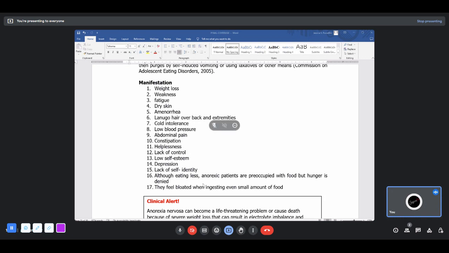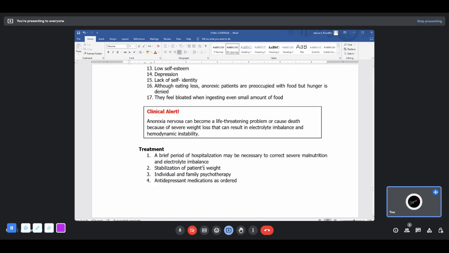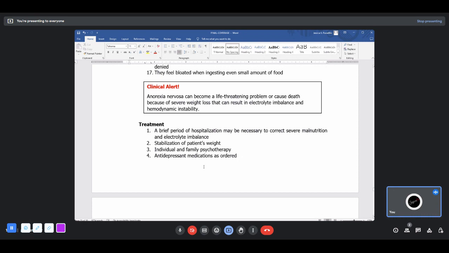Okay, although eating less, anorexic patients are preoccupied. Okay, pag preoccupied, di ba ito yung nagtithink or worrying about something. Okay, they are worrying or thinking about food, but hunger is denied. Okay, preoccupied sila sa pagkain, pero yung gutom nila, dinedeny nila. Okay, they also feel bloated when ingesting even a small amount of food. Feeling nila busog na sila kahit isang kutsara pa lang ang kinakain nila because of their fear na lalaki sila agad-agad.